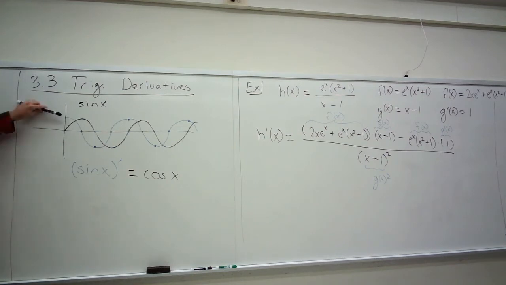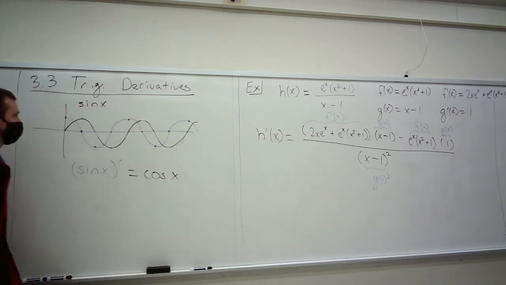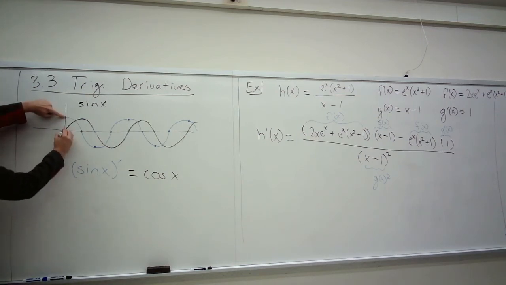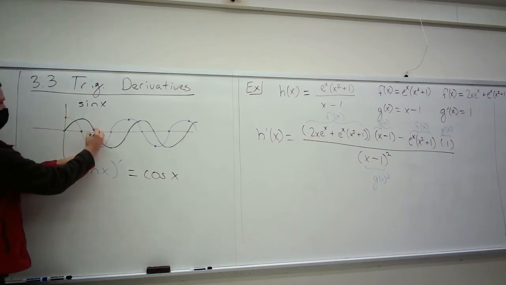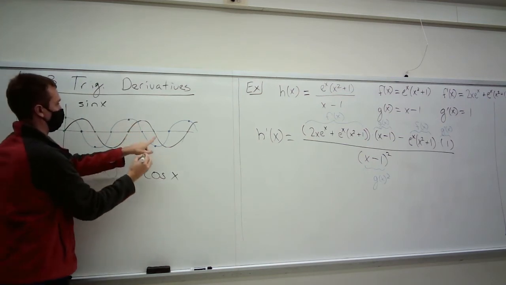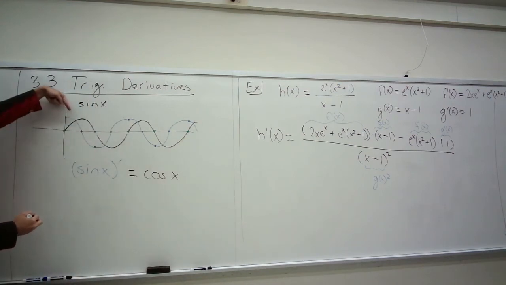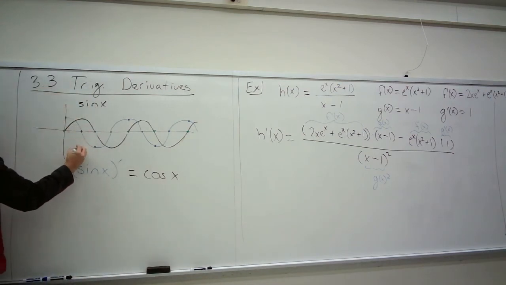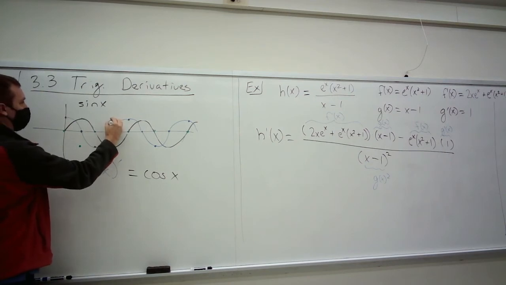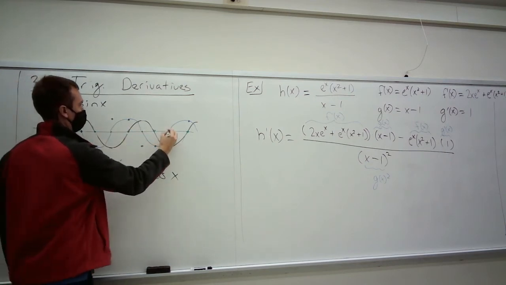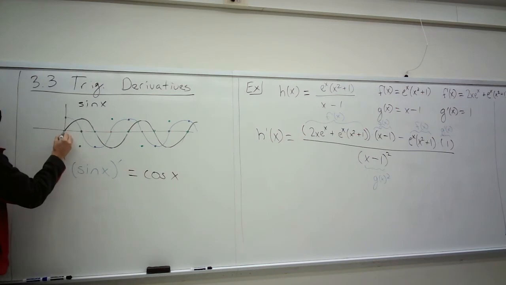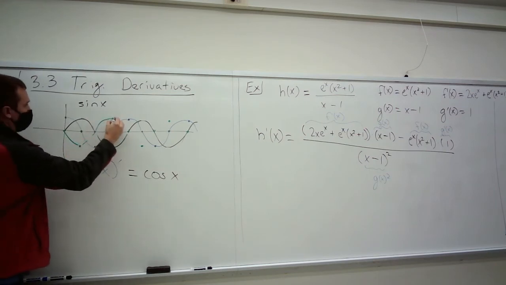Process now with this curve. I could do it in green, but I'm not that good at graphing. Maybe now's the time to practice. Slope of zero. Slope of zero. Negative one slope here. Positive one slope here. Connect the dots as gently as you can.